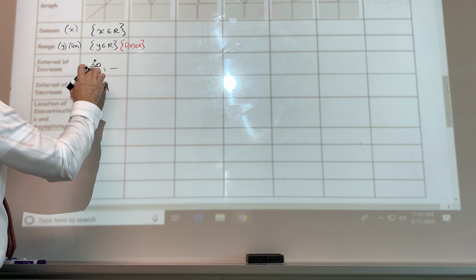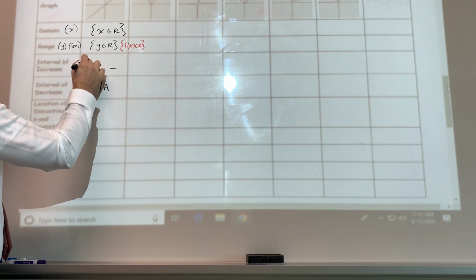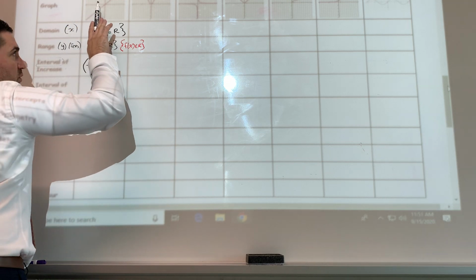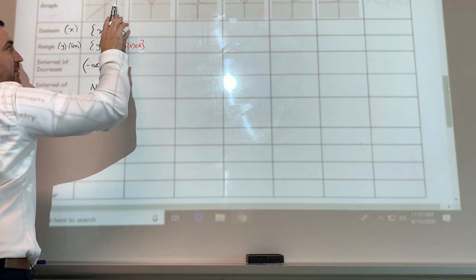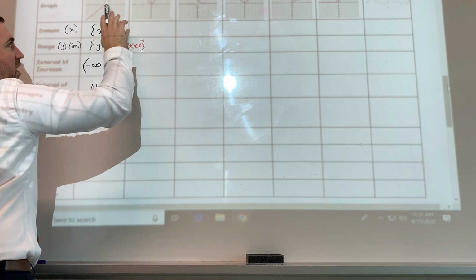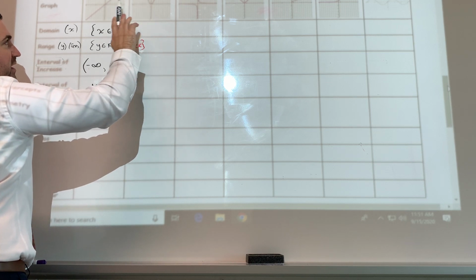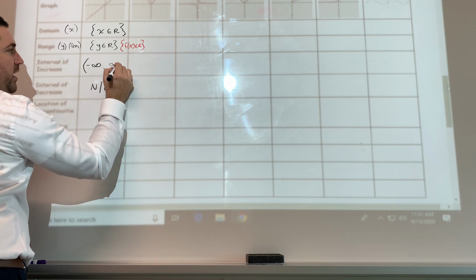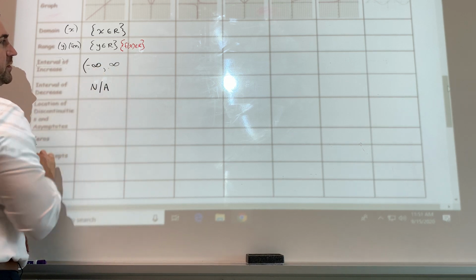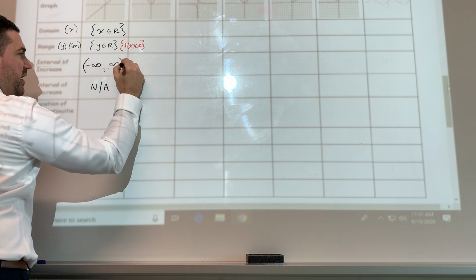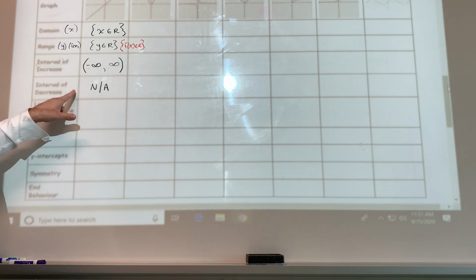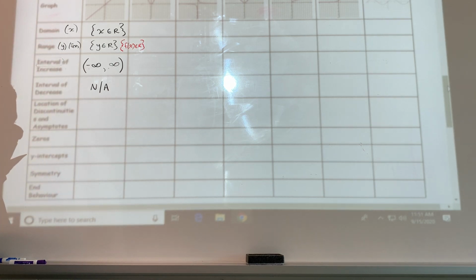Anytime you have an infinity sign, it's an automatic round bracket. If we go to the right, this graph keeps going more and more positive. Our x values keep increasing and it does not stop. So it goes from negative infinity to positive infinity, with round brackets because it's infinity. No interval of decrease, it does not decrease at all.